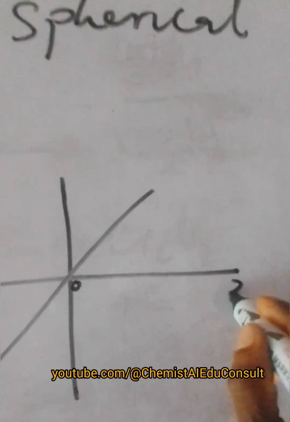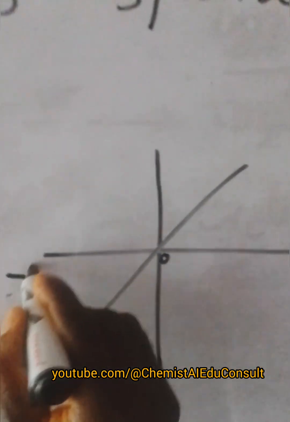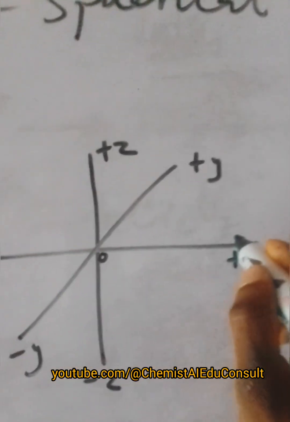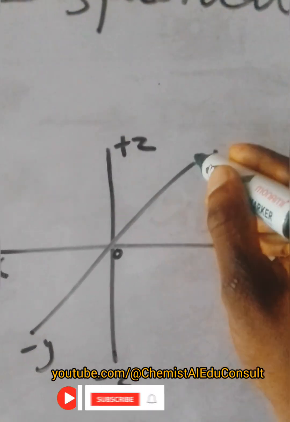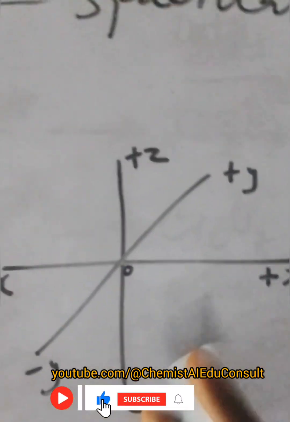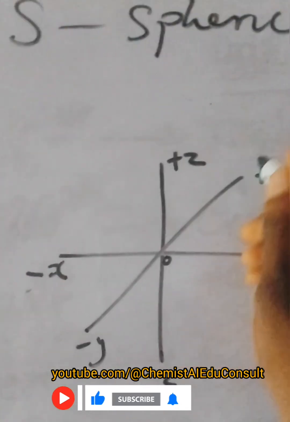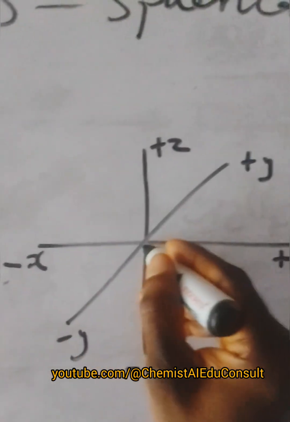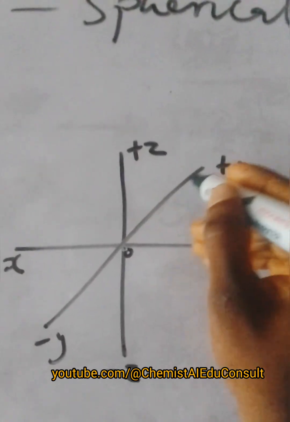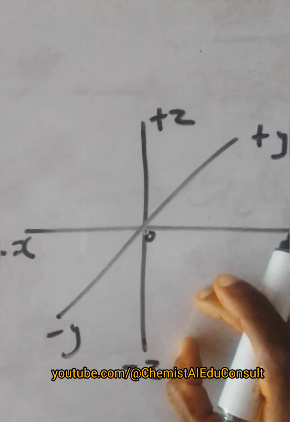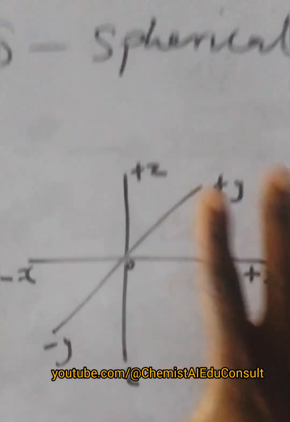This is how to represent space. This is 0. This is x-axis plus x. This is minus x. This is plus y, and this is minus y, and this is plus z, and this is minus z. These x and z are planar, meaning that they lie on a plane. While y, let's say positive y is pointing towards you, and negative y is pointing inside the whiteboard. So you can now see how the space is represented.